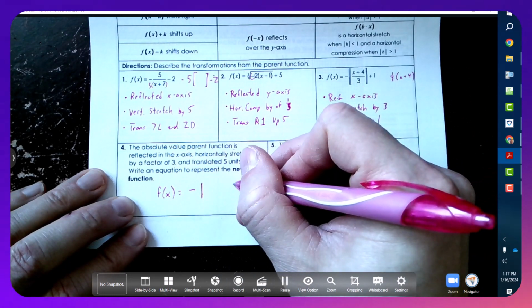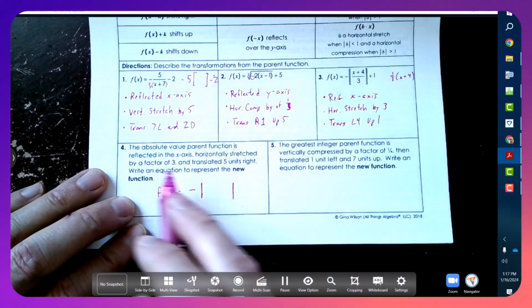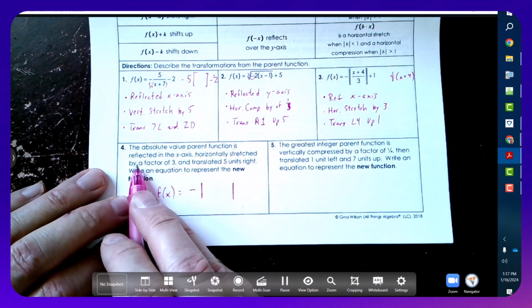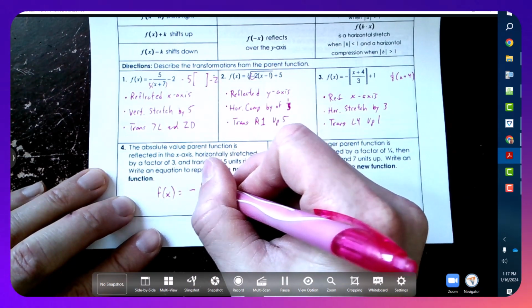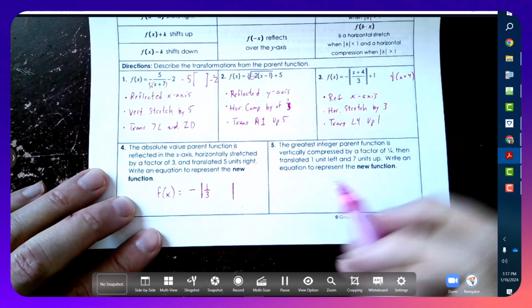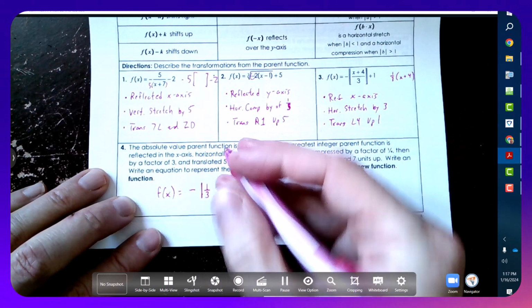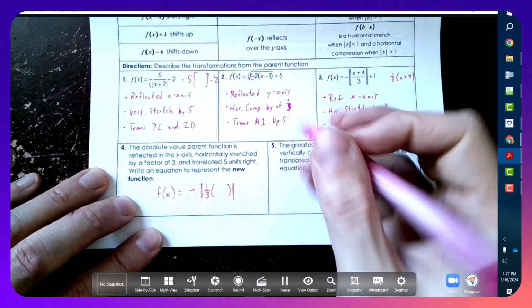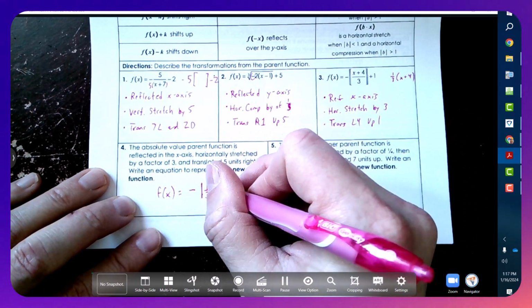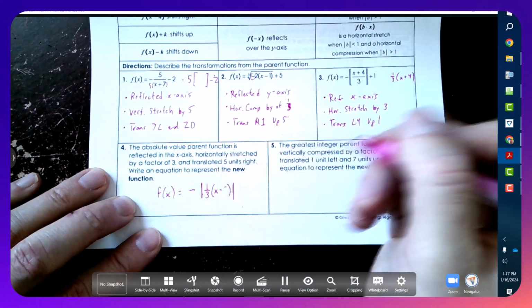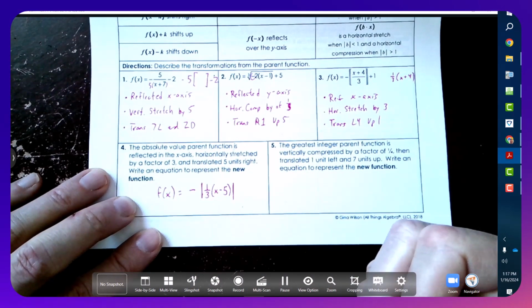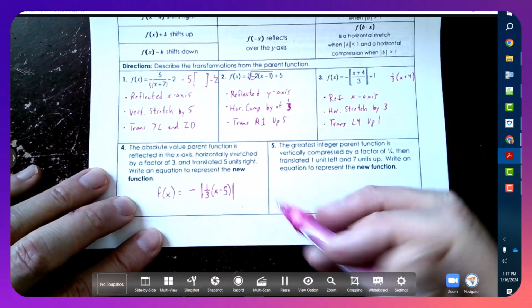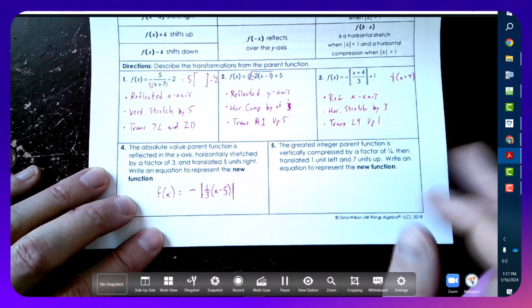Okay, then I've got a horizontal stretch by a factor of 3. So that means I need 1/3 on the inside, and I am translating to the right, so I will need parentheses. This is going to the right, so that would be the same as x minus 5 units, right? And then that's it. We're not going to the left at all. Okay, so that is complete.